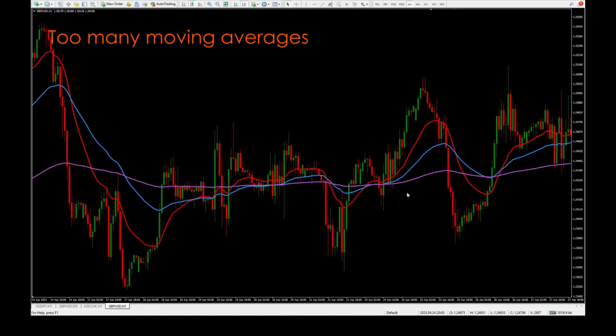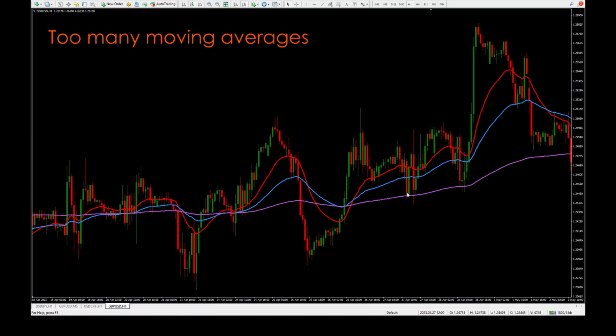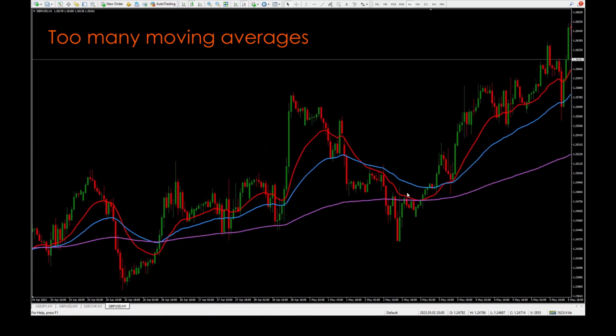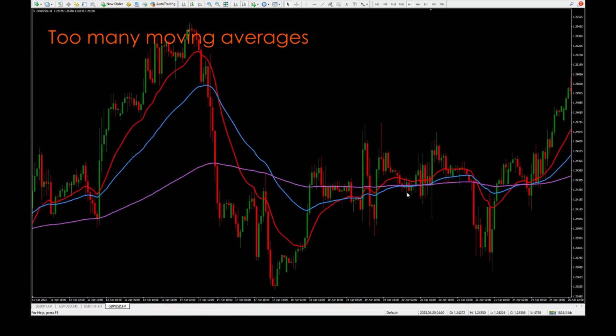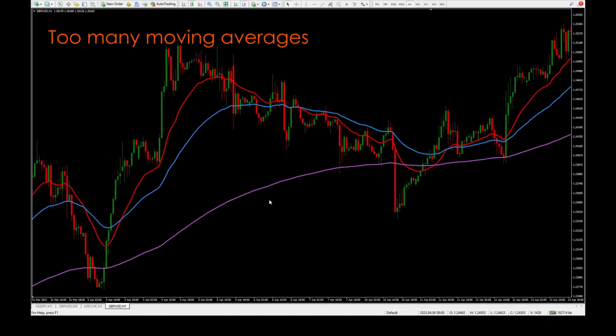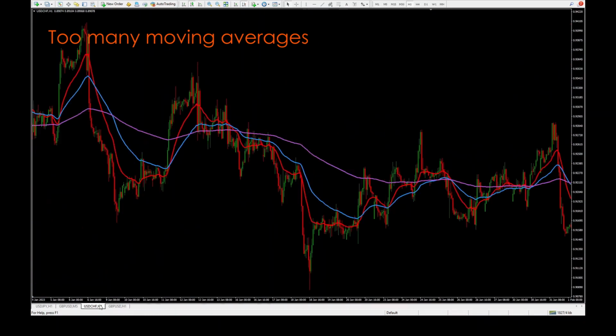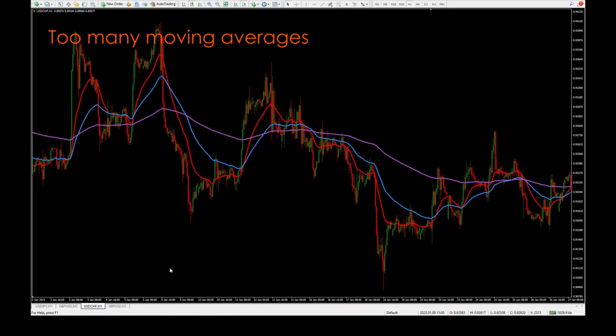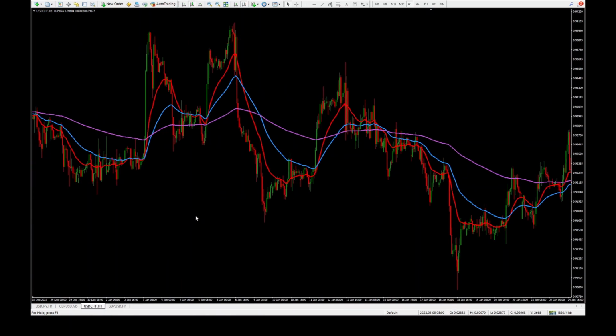Remember, while using multiple indicators may seem like a good idea, it's essential to prioritize accuracy and timely signals. By keeping things simple and sticking to a few key moving averages, traders can increase their chances of success and avoid unnecessary complications in their trading strategies.